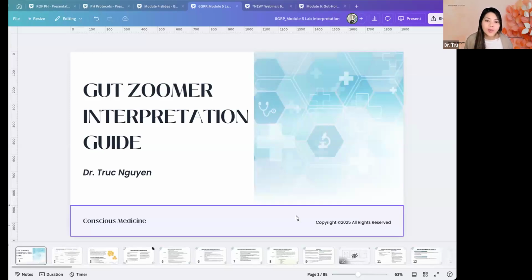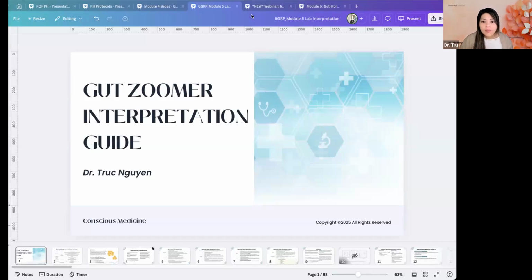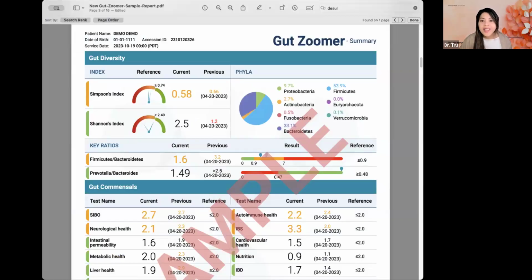We are finally here. We are at the gut zoomer interpretation, where we get to really look at the stool analysis that you have all done, and hopefully that you have all received it back, if not very soon. So let's get started. I'm very excited to share this with you because this is what I do every single day. I help people interpret their stool analysis so that you can really get an understanding of why this matters to you, and how you're going to use this to support your journey in achieving optimal health.